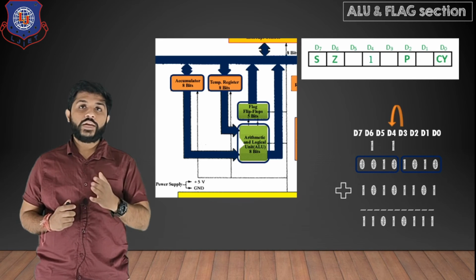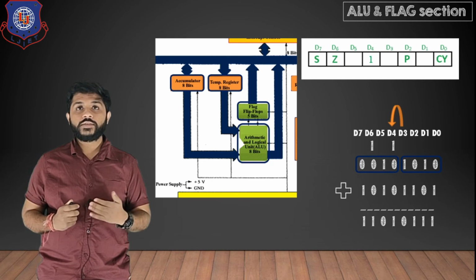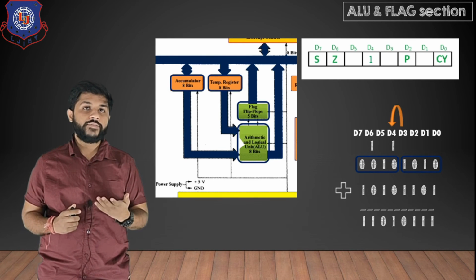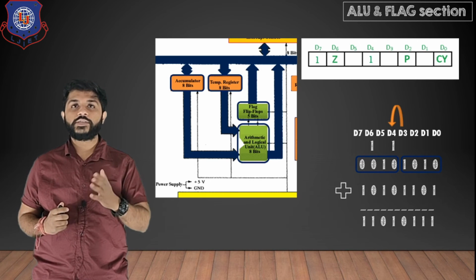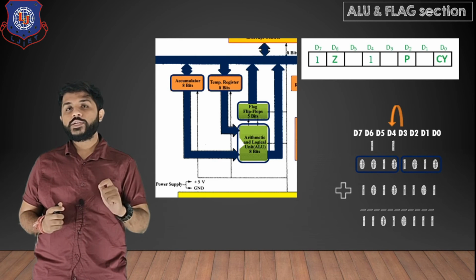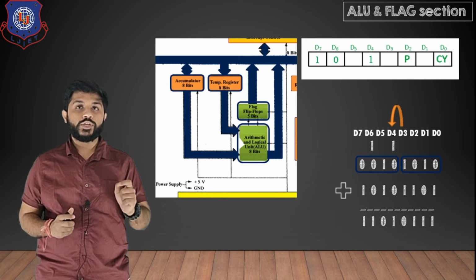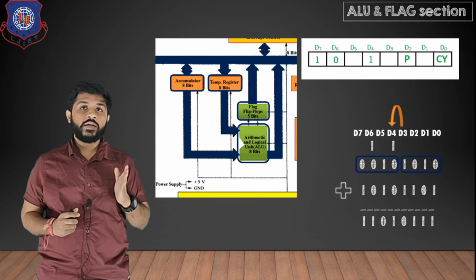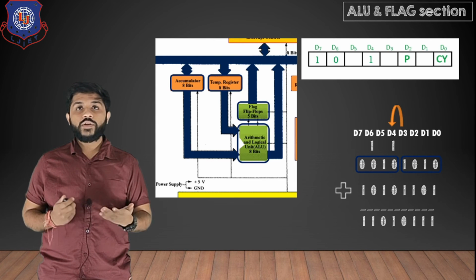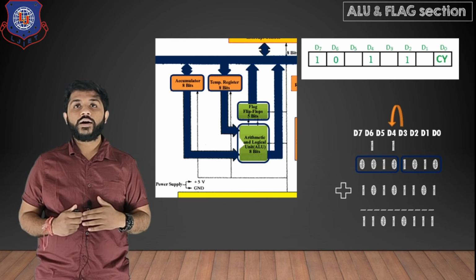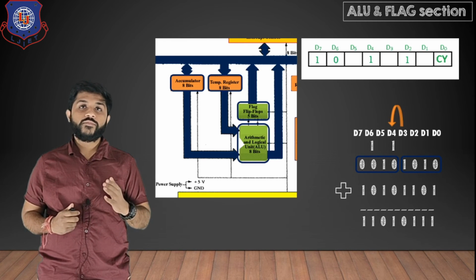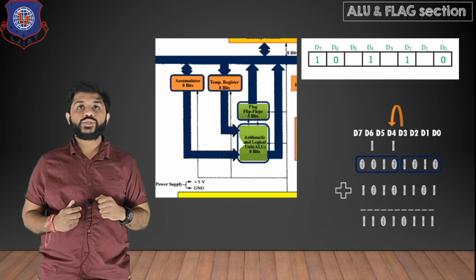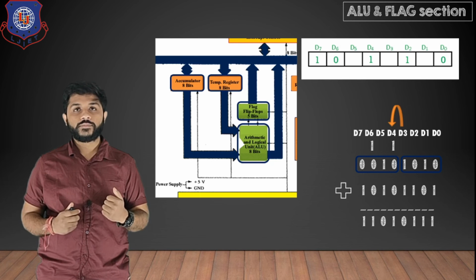So you can see that the value of the auxiliary carry is 1. What is the value of the sign flag? It will be 1 because the D7 bit is 1. What is the value of the zero flag? It will be 0. Why? Because all the bits from D0 to D7 are not 0. What is the value of the parity flag? The total number of ones is even, so the parity flag will be set. And carry is not generated at the D7 bit, so the value of the carry flag will be 0.